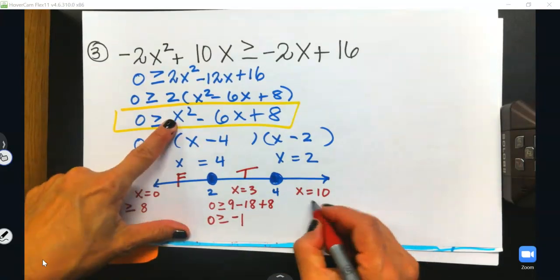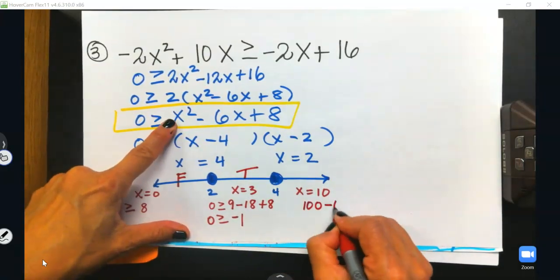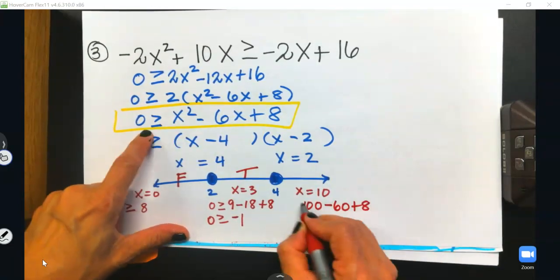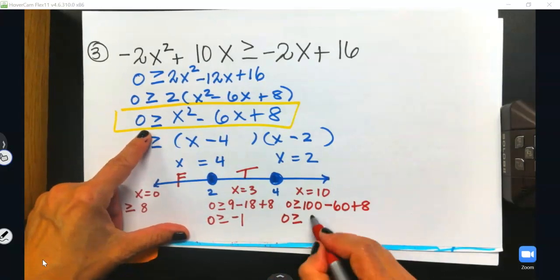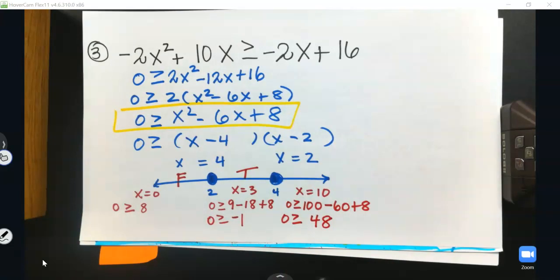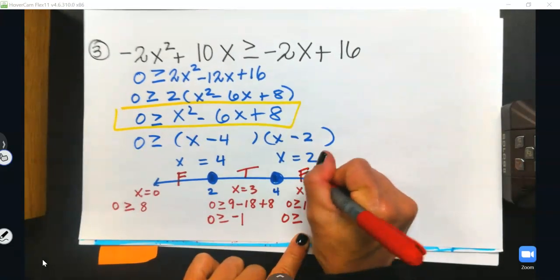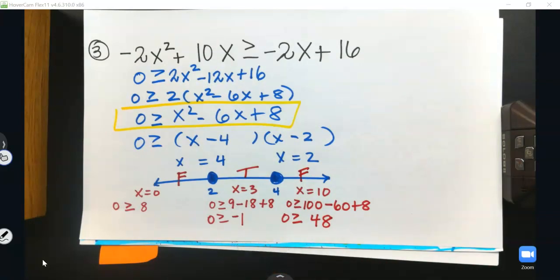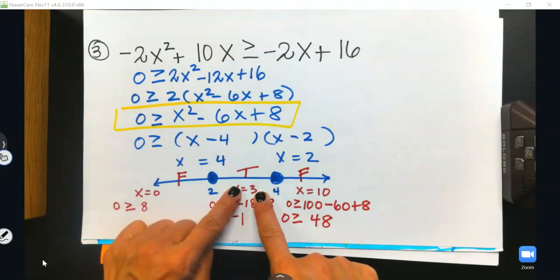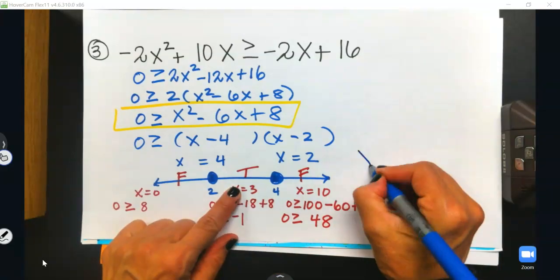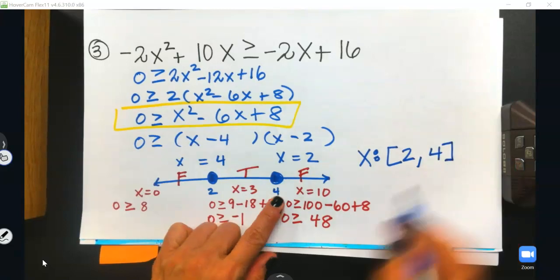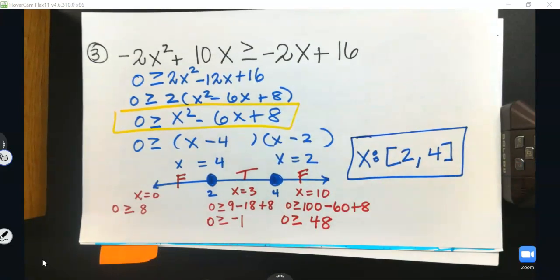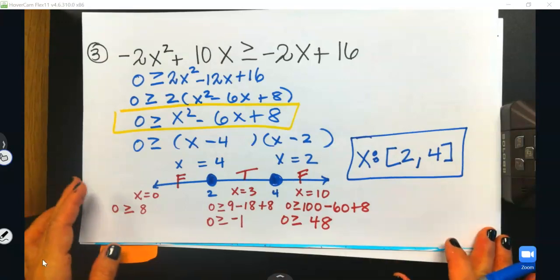Let's look at the 100. When I square the 10, minus 60 plus 8, and remember that needed to be less than or equal to 0. 100 minus 60 is 40 plus 8. That, of course, does not make sense. That is not a true number sentence, so I know that interval produces false answers. Speaking of interval, remember this middle portion is the only thing that's true. When the middle portion is true, and look, I'm using brackets, it's an and statement. So it's going to look like this. That's the answer for that.